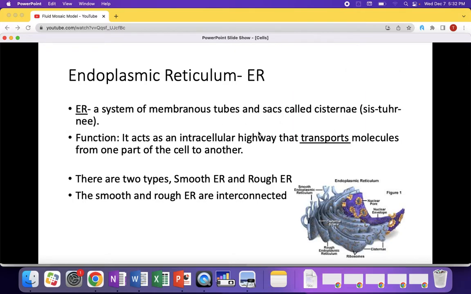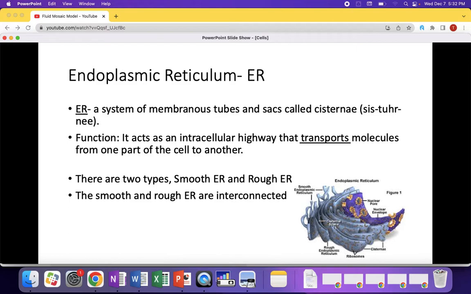The endoplasmic reticulum is a system of membranous tubes and sacs called cisternae, and those allow for transport. So think of these kind of like a highway. They transport molecules from one area of the cell to another. The endoplasmic reticulum itself is near the nucleus, and it just sends things to different parts of the cell. It doesn't go all the way to the cell membrane.